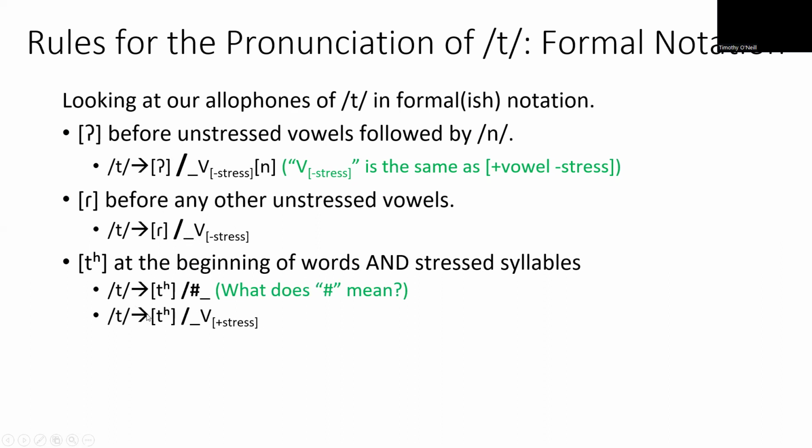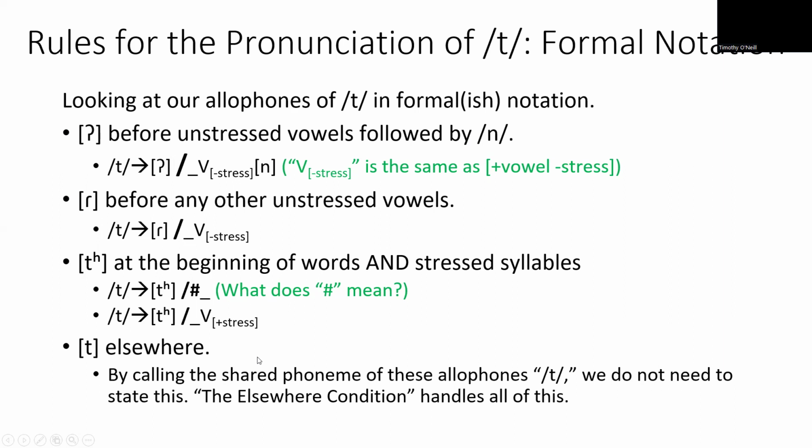2 times we get an aspirated. First is at the beginning of words. Remember, this hashtag symbol means word boundary. So T becomes an aspirated T at the beginning of words and also before a stressed vowel. And again, we could write plus vowel plus stress if we wanted to. And T elsewhere, we don't write a rule for that. We just say the elsewhere condition can handle it.